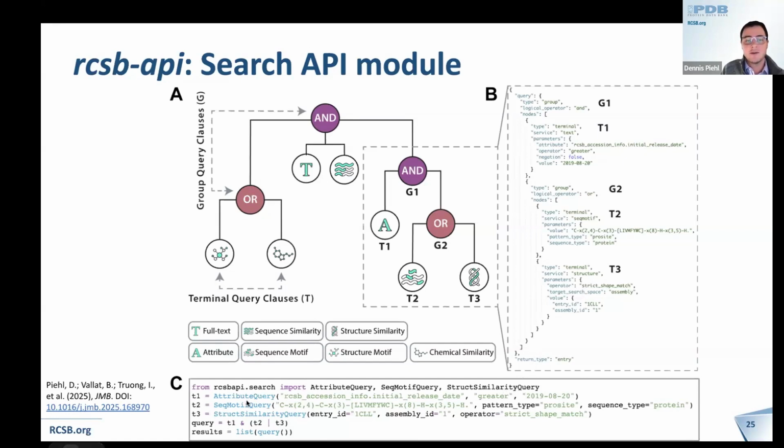So here we're creating an attribute query terminal node, a sequence motif terminal node, and a structure similarity search terminal node. You then can group these terminal nodes together using a very intuitive operator syntax. So you can use the and or operators from Python in order to group these terminal nodes together, alleviating you from having to create these nested JSONs. Then you can get your results by just executing the query and putting them into a list.